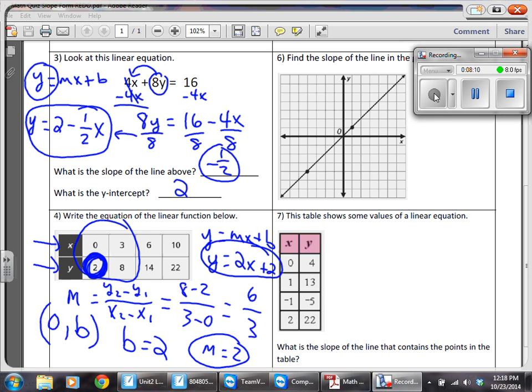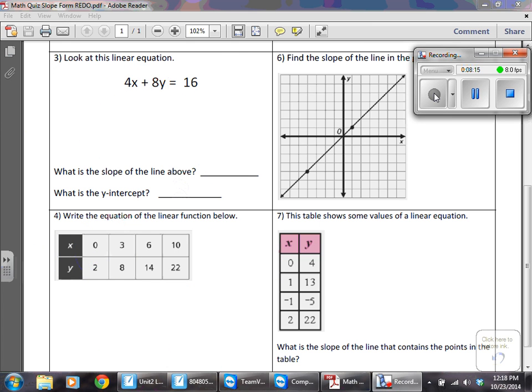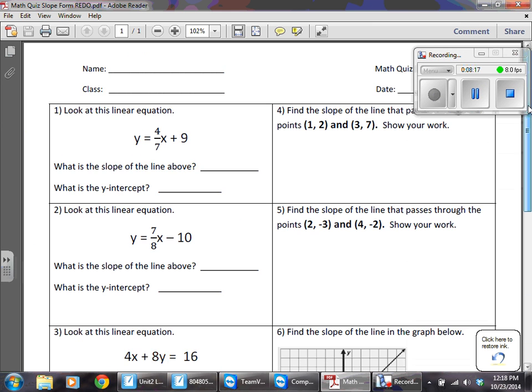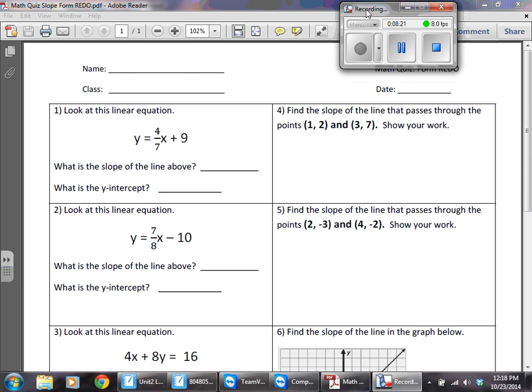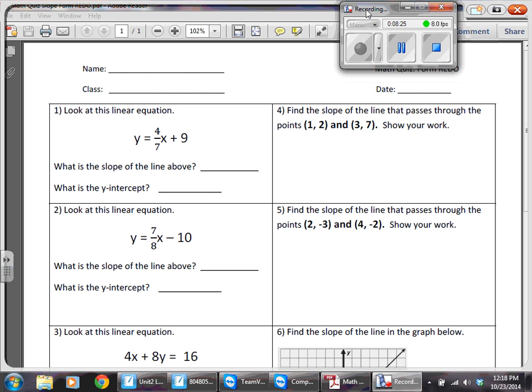All right, let's take a look at number 4, the other number 4. I don't know why there are 2 number 4s, but there are, and we're just going to deal with it. It's really not that big of a concern, so we're going to go with the second number 4.